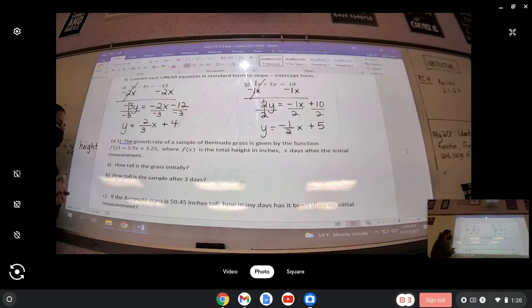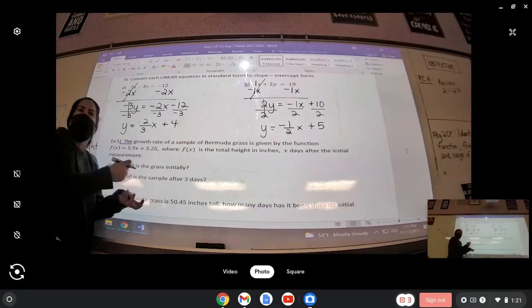All right, here we go. Part A says, how tall is the grass initially? So guys, before this all started, how many days went by? Didn't even start yet. X days. Well, x is days, but how many went by if this didn't start yet? 0.